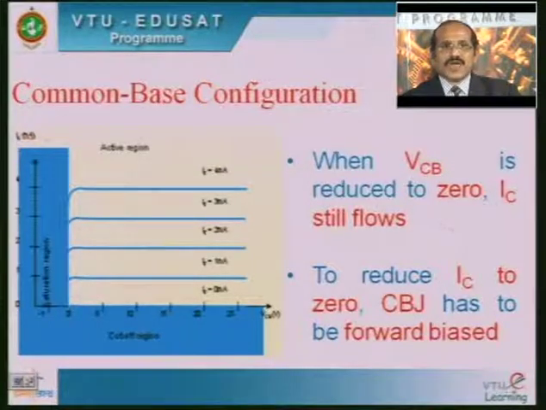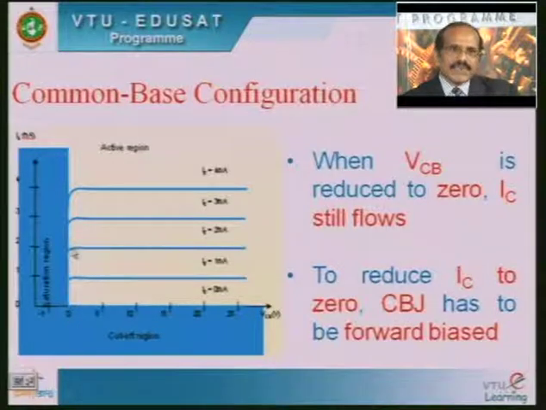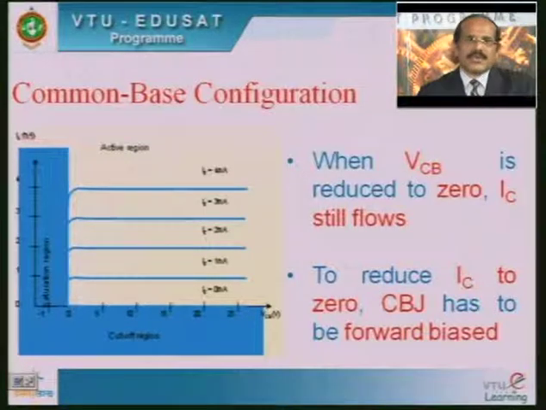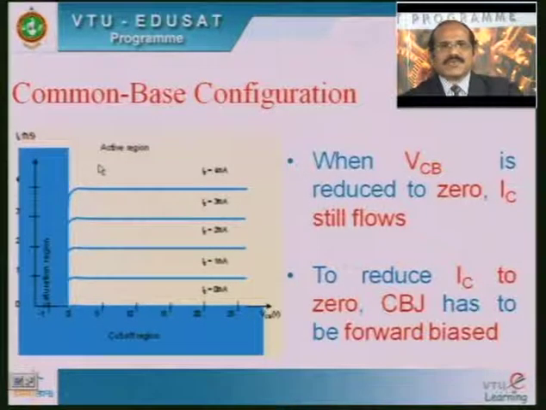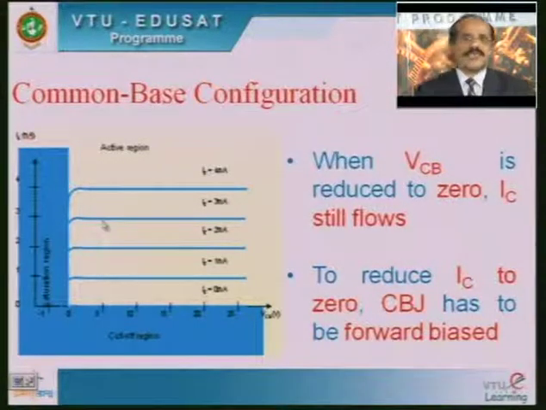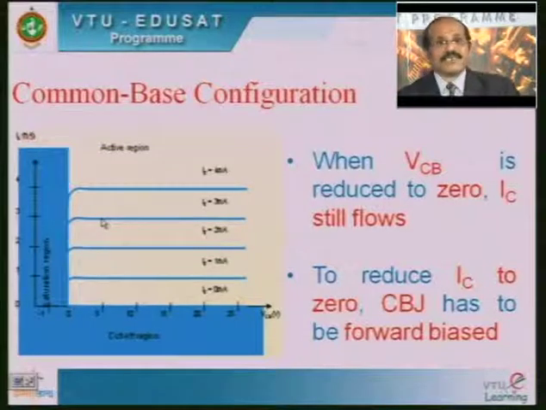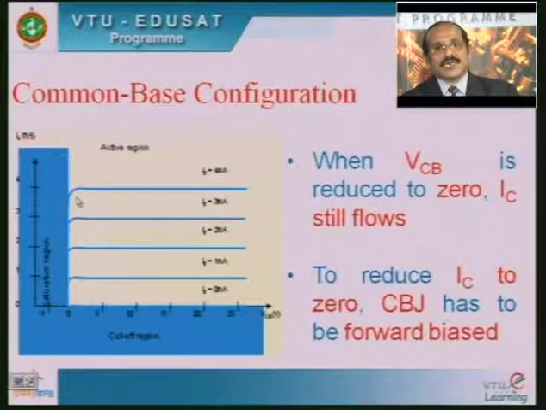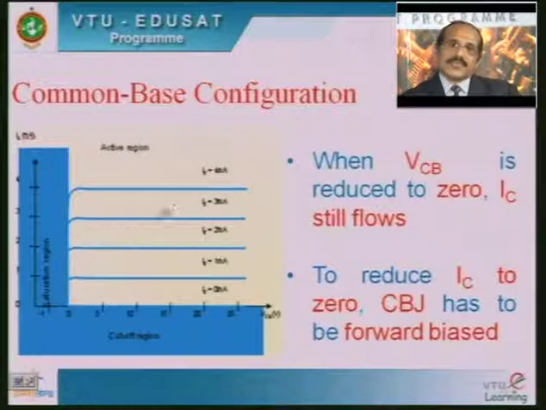Another point you can note down here at this edge: whenever VCB is reduced to 0, IC still flows. For VCB equal to 0, there is still a finite amount of collector current flowing. The reason is that even when there is no bias across the collector base junction, VCB equal to 0 meaning no reverse bias, there is still a depletion layer across the collector junction, and because of this there will be a current flowing through the BJT device here.